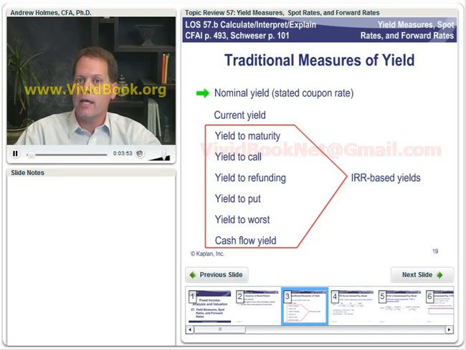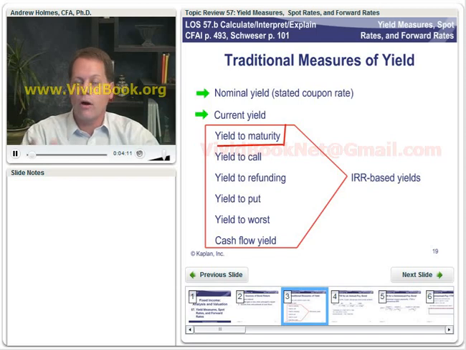The current yield, we're going to define that later, but the really important thing about the current yield is to realize that when we say current yield, we don't mean the current yield to maturity. So the one we're going to spend our most time talking about here is yield to maturity.